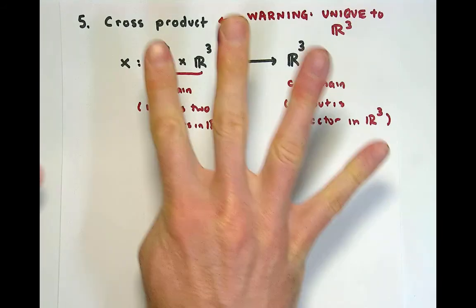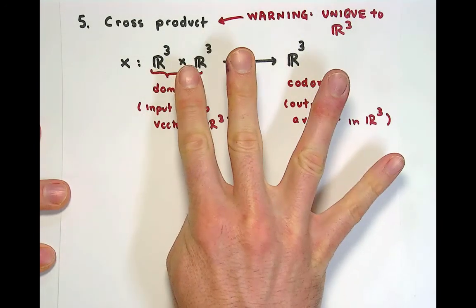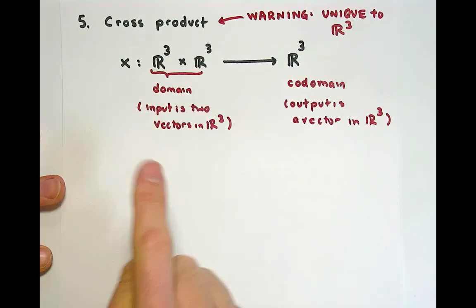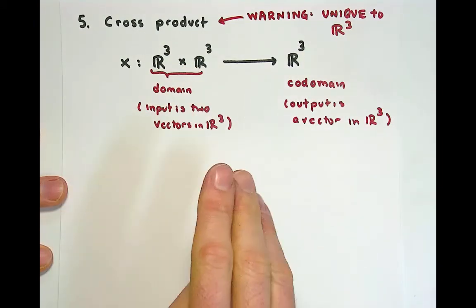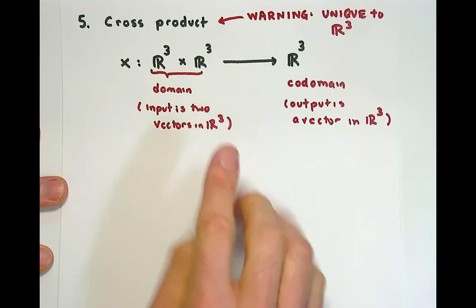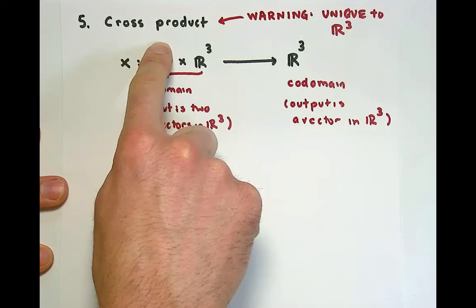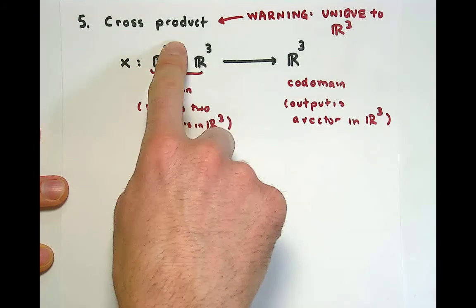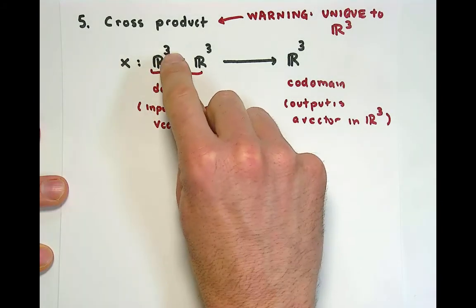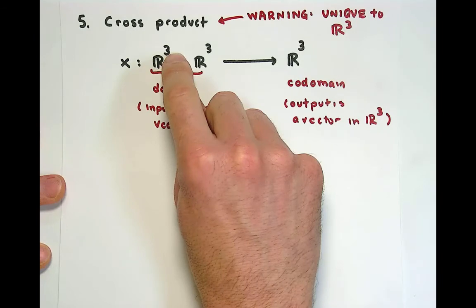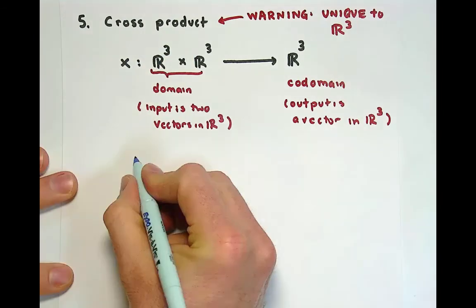But what I want to say is all of the other four operations that we did exist in any space, R2, R3, R4, R5. The cross product is the unique operation that we will study in this class, in the first part anyways, that exists only in R3. It's kind of cool, right?